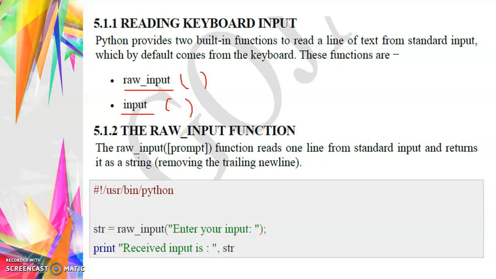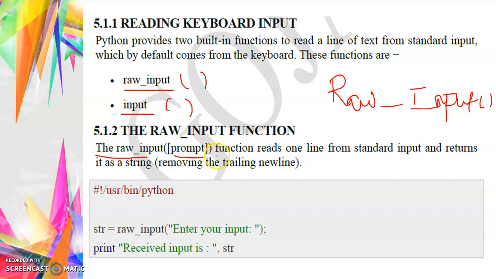First, the raw_input function. raw_input is one of the predefined functions in Python. The raw_input prompt just gets the input from the user side. The prompt is nothing but getting the information from the user.